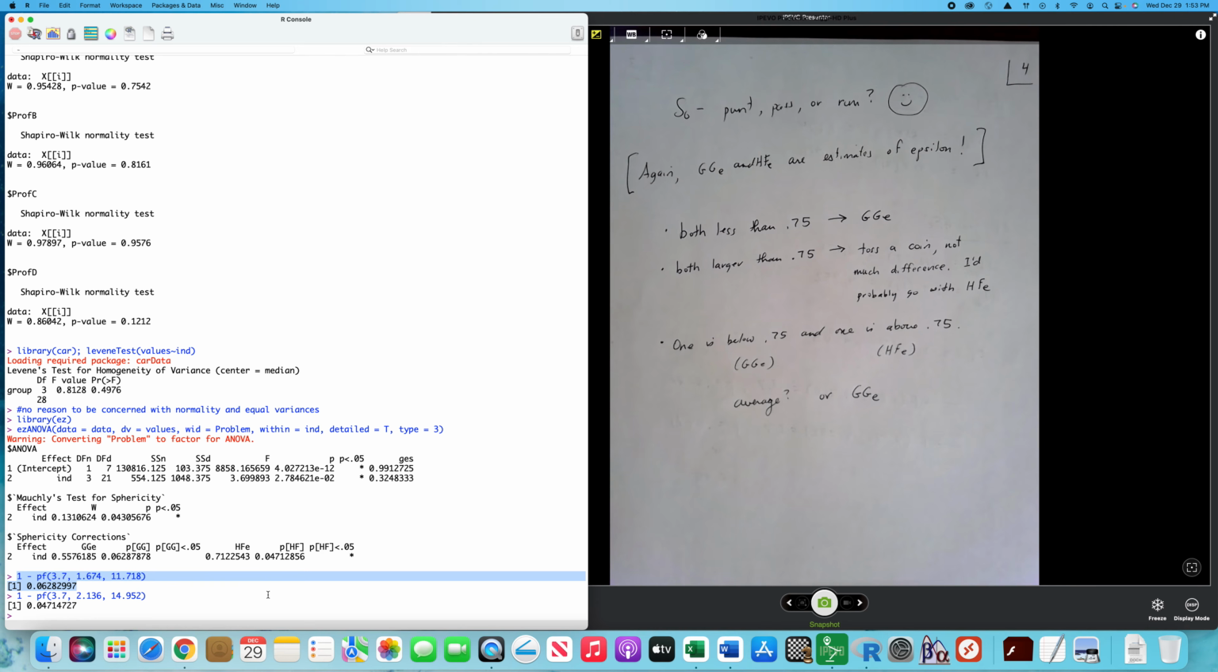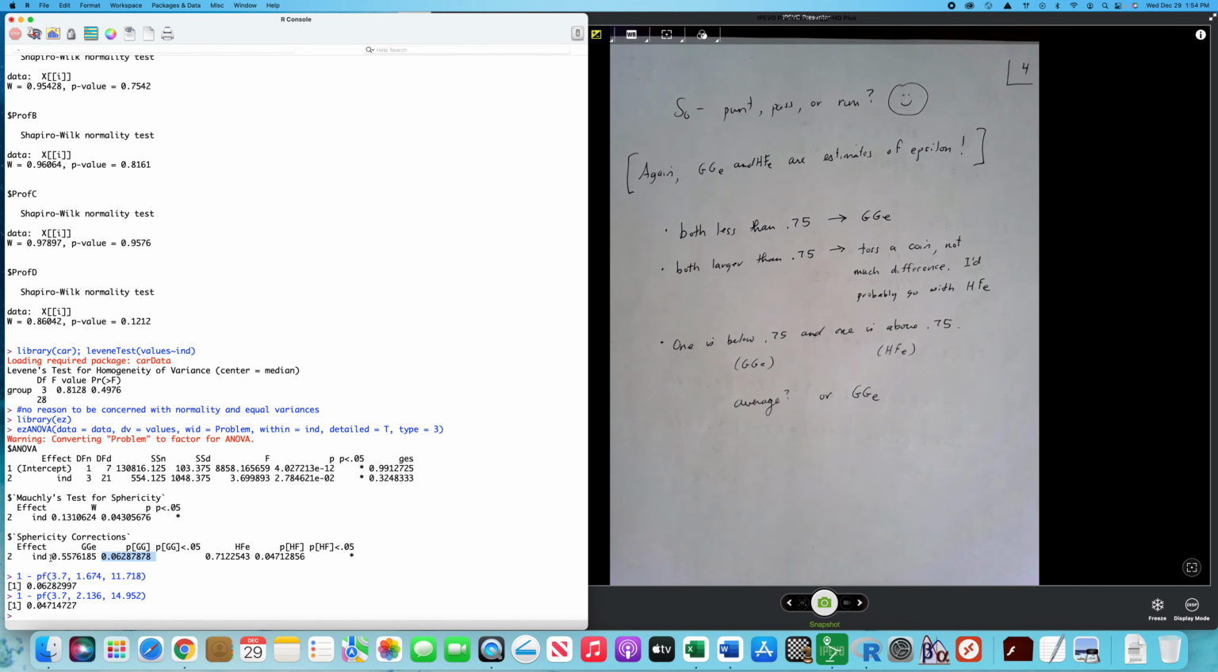But the one that I typically go with is if both of my estimates, and let's throw out the lower bound estimate because I don't think I'd ever recommend using it, but if both are less than 0.75, I go with GGE. I would go with a p-value of 0.062.